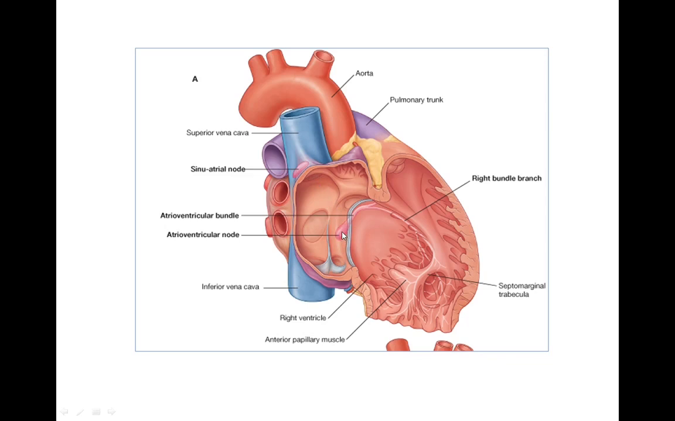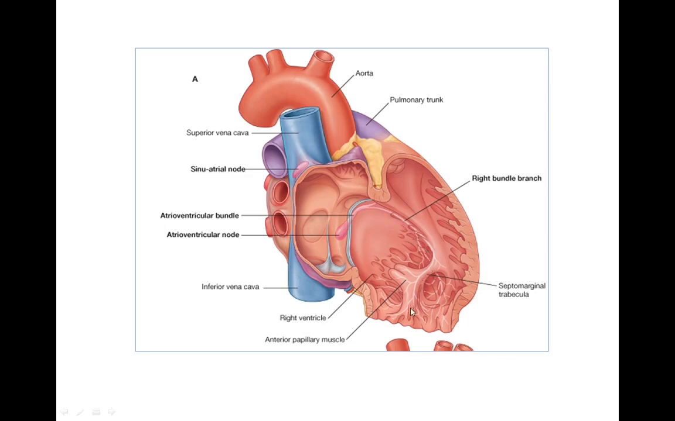But from the AV node, this is the bundle of His or atrioventricular bundle. There is a direct connection. Then from here, it is the right branch and left branch. At the upper part of the interventricular septum, they divide into 2. The left branch goes along the left side of the interventricular septum, while the right branch comes along the right side of the interventricular septum.